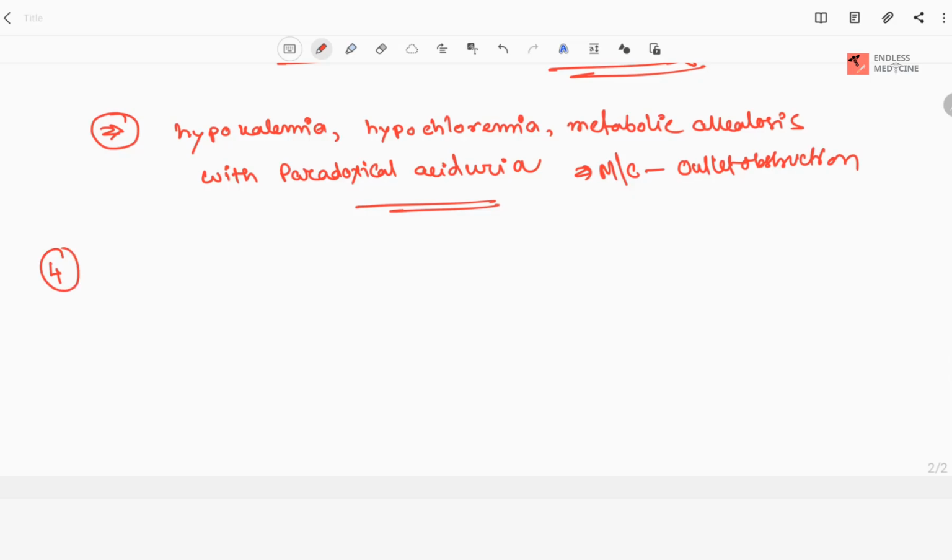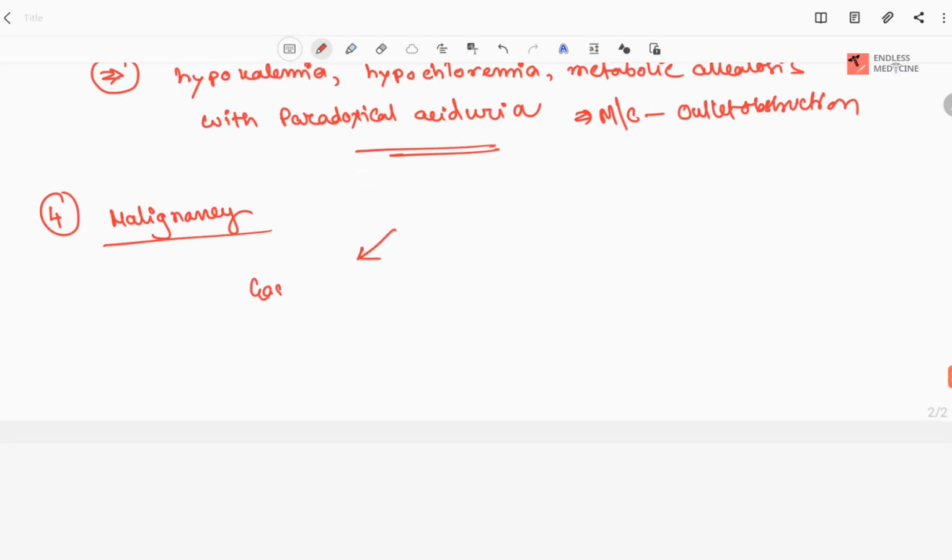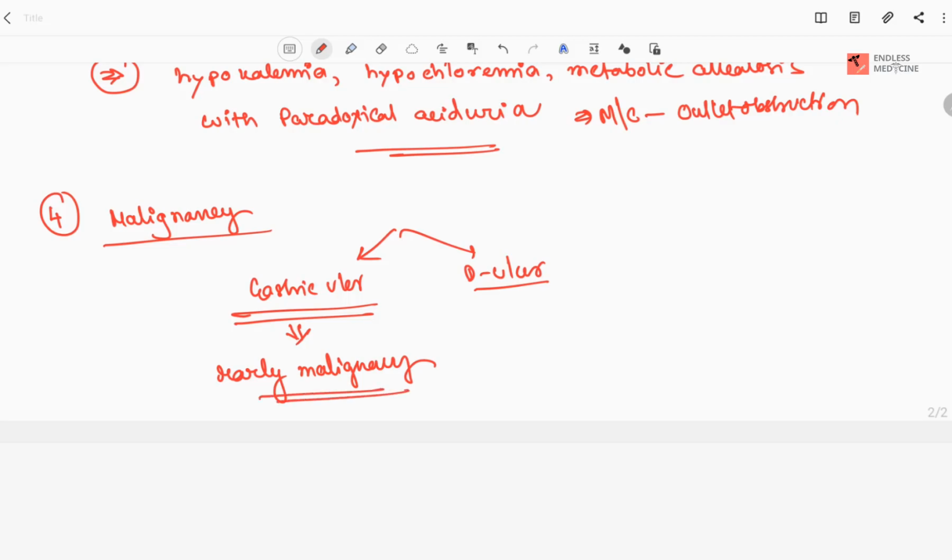And the last complication is malignancy. We have two types of peptic ulcer, one is gastric ulcer and the second is duodenal ulcer. Gastric ulcer rarely transforms into malignancy, but duodenal ulcer never ever changes into malignancy. That is, it is always benign in nature.